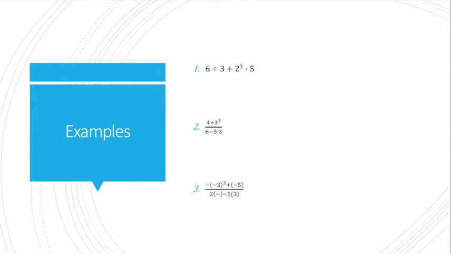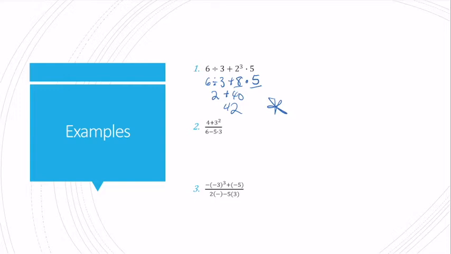Next, I got 6 divided by 3 plus 2 cubed times 5. So parentheses, there are none. Exponents, there is one. So I've got 6 divided by 3 plus 8 times 5. I'm going to work division and multiplication from left to right. 6 divided by 3 is 2, plus 8 times 5 is 40. The answer is 42. It's the meaning of life. If you don't get that reference, Google it.